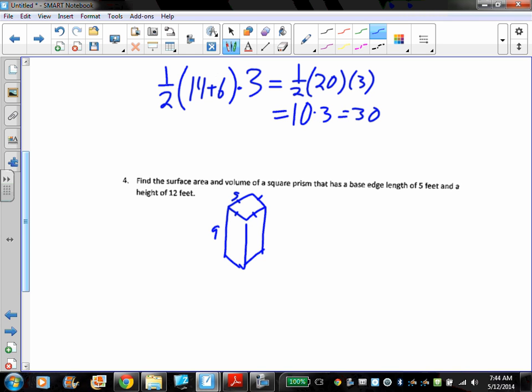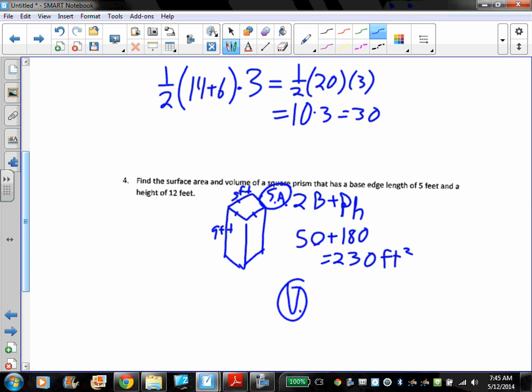Okay, so surface area. Let's do that first. Well, let's write down the formula: 2b plus perimeter times the height. The area of the base is going to be 5 times 5, which is 25. 2 times 25 is 50. That's the area that we get from the bases. The perimeter of the square is going to be 20: 5 plus 5 plus 5 plus 5. And we're going to multiply that by the height. So 20 times 9 is 180, which gives us 230 feet squared. I should probably label this with feet, as it says too. There we go. So that's the surface area.